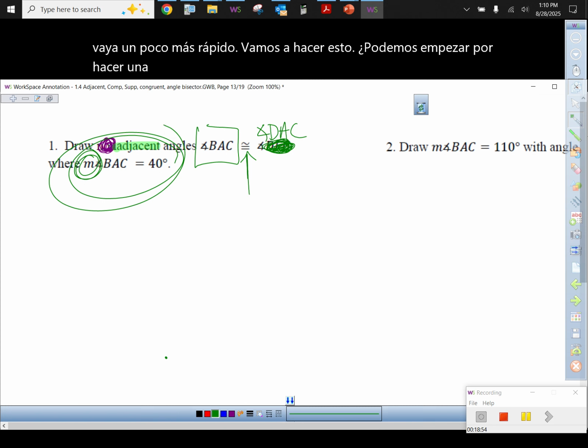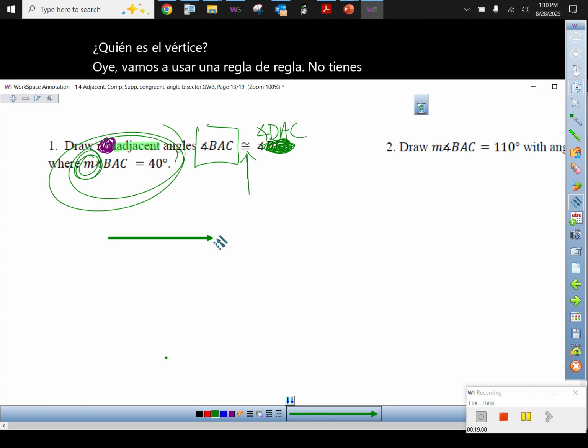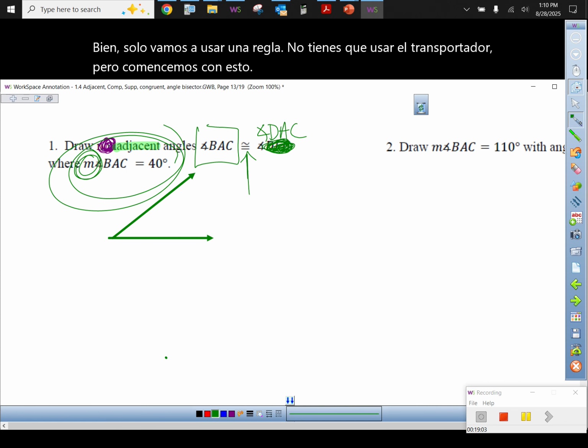We're just going to use a straight edge. You don't have to use the protractor, but let's start with this. Roughly estimate it being 40 degrees. You don't have to truly measure it with the protractor. We're just going to call it angle BAC, and I'm going to put 40 degrees inside of there. Angle BAC, 40 degrees. Then talk to a neighbor about what this means.